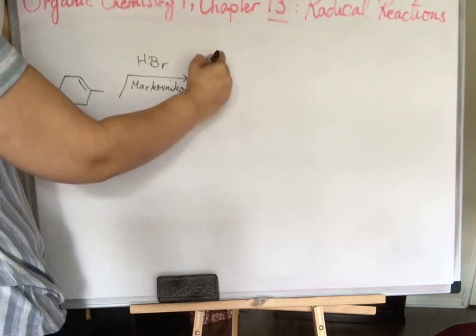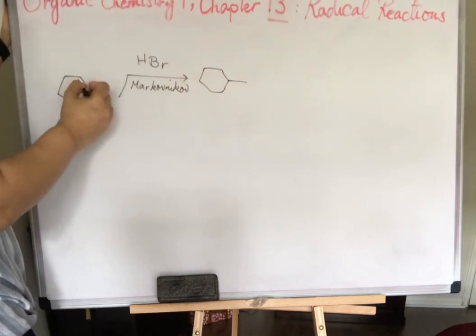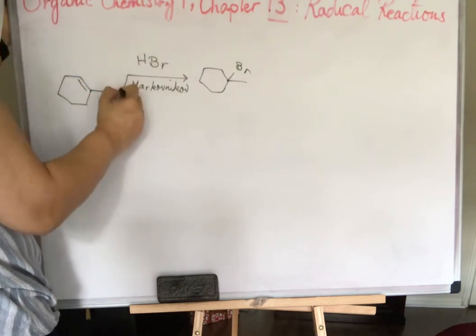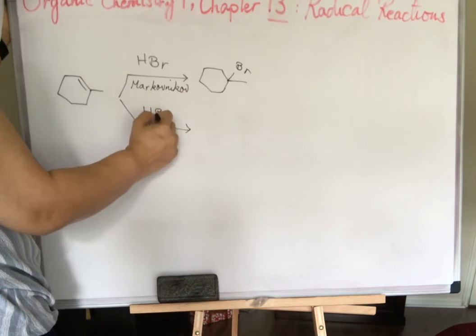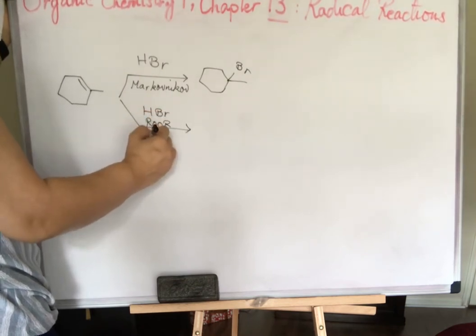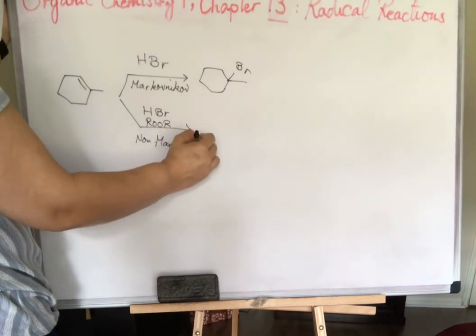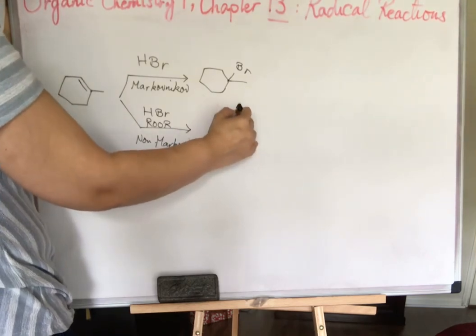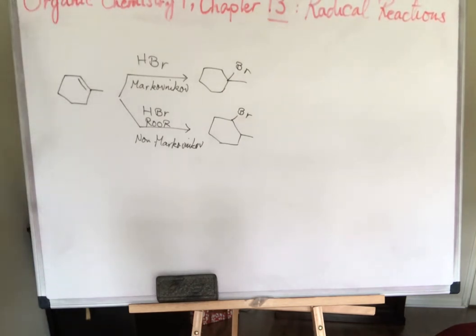So you have this. If you use Markovnikov reaction, no hydrogens, one hydrogen, so you have bromine here. If you use HBr in the presence of a peroxide, then you go with non-Markovnikov addition, what you just learned. Non-Markovnikov addition means you will add bromine here.